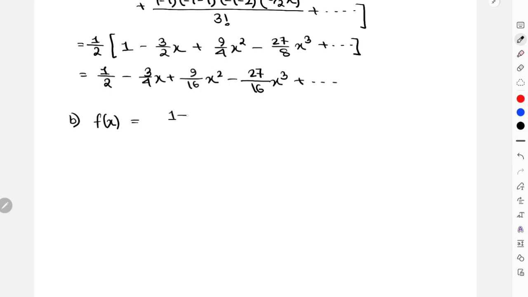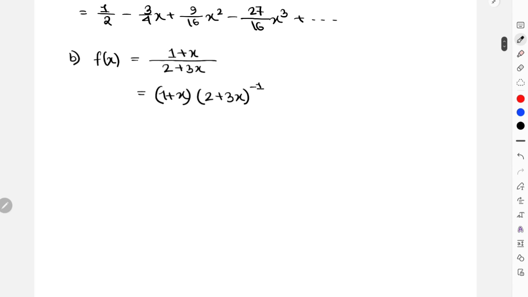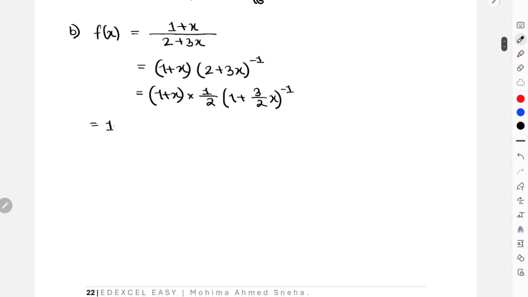f(x) over here is (1 plus x) over (2 plus 3x), which can be written as 1 plus x multiplied with (2 plus 3x) to the power of negative 1. Further, we can write this as 1 plus x, times half, then (1 plus 3 over 2 x) to the power of negative 1, right? They both mean the same thing. So now I can write 1 plus x.